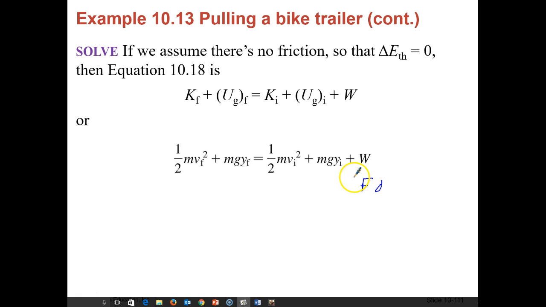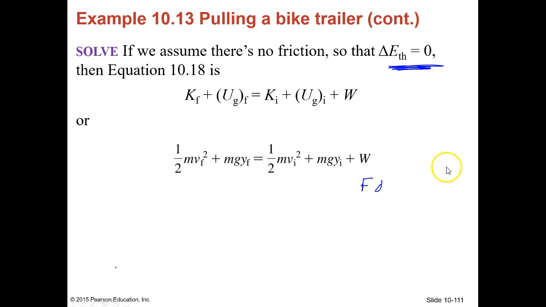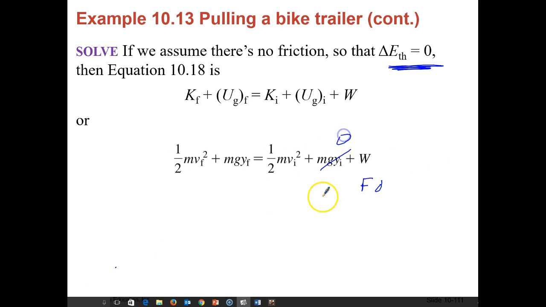We don't worry about any friction, so that's all gone. And we know that our original height here is equal to 0. So we've got work going in to getting her up the hill, no energy here. And so what we can do is leave the F d here, take the y terms, and factor them out. So let's move this to the left side.